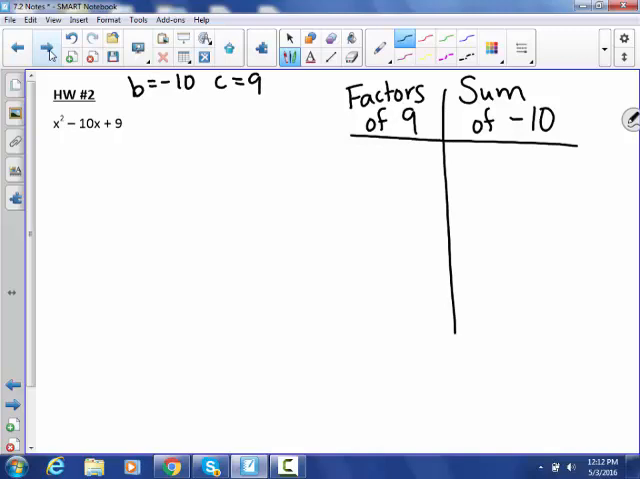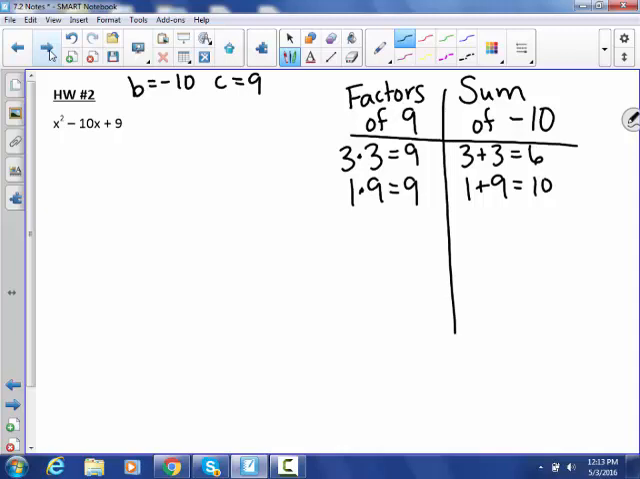All right, so we know that 3 times 3 is 9. And we know that, what else? 1 times 9 is 9, right? But what's 3 plus 3? 6. And what's 1 plus 9? Okay, we got a little bit of a problem because that's a positive 10 and not a negative. Well, anybody know how to fix that? 1 times negative 9 is negative 9. So that's not going to work.